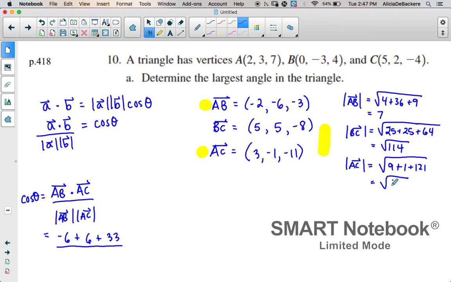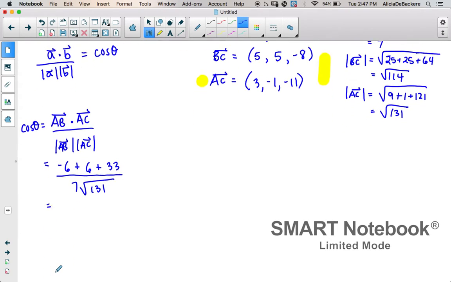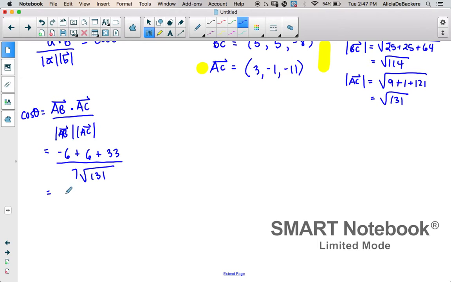So 131. Okay, so back over here, I'm going to sub in the magnitude of AB is 7 times the magnitude of AC, which is the square root of 131. And so now in the numerator, I can collect that all to 33. So I've got 33 over 7 root 131. And in order to solve for theta, I'll bring the cos over, and I'm going to do cos inverse of that guy.